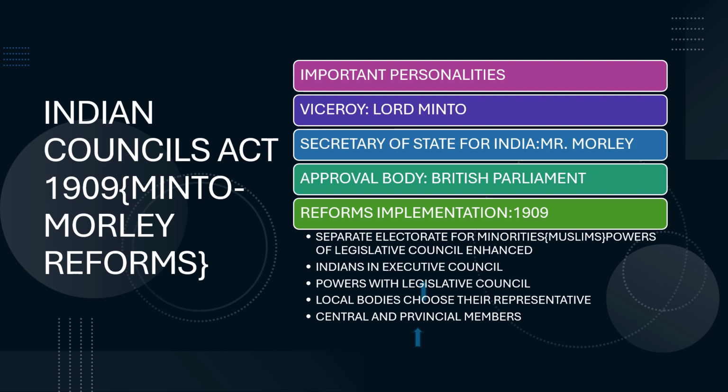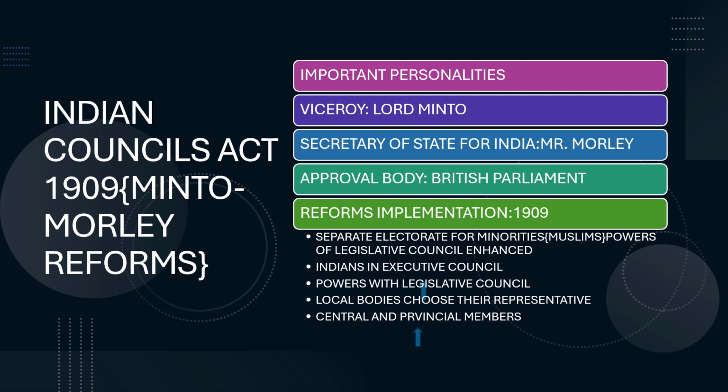Lord Minto was viceroy at that time. In England, the Secretary of State for India was Mr. Morley. So both personalities' names were added up and made the name Minto-Morley reforms. The approving body was the British Parliament, and the reforms were implemented in 1909.